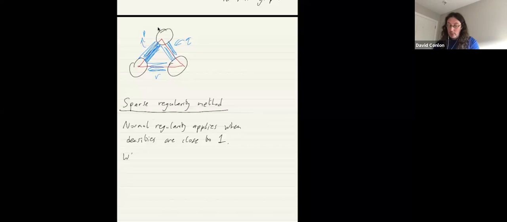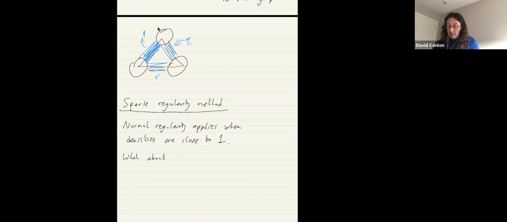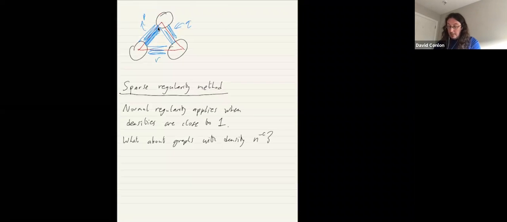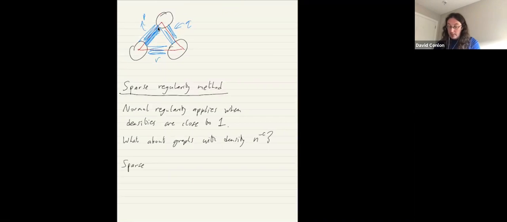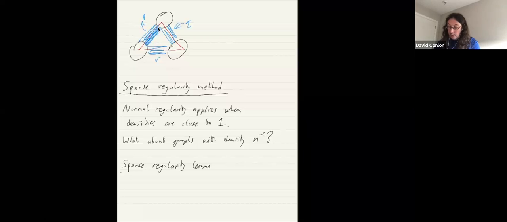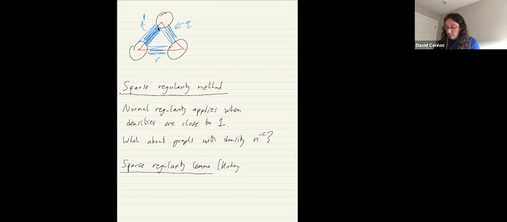So what about graphs with density n to the minus c, say? So where the densities are dropping off with the size of the graph. So here, as I said, there's been a lot of work in this, and one of the things that you get is something called the sparse regularity lemma. And this was proved by Kohayakawa and Rödl in the 90s. It's actually a reasonably old thing. And the statement is roughly the following.